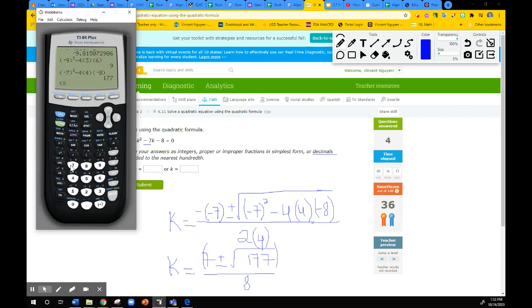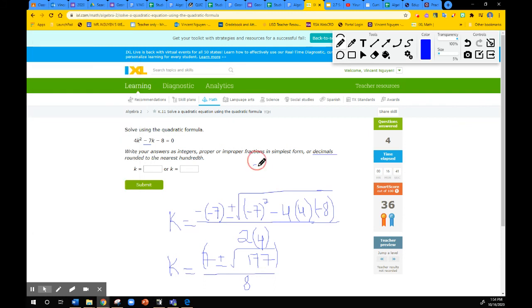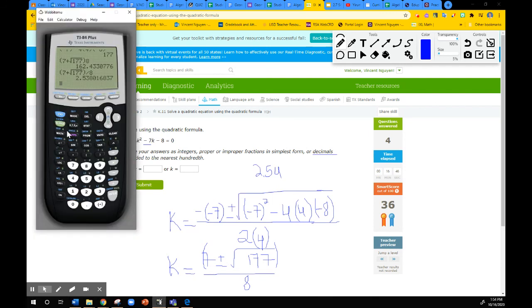So parentheses 7 plus the square root of 177, and then make sure you get out of that square root, and then close, then divide by 8. Okay. Oops, I didn't divide. Second enter, divide 8. 2.54. Okay, I got to round this up. So 2.54 is one solution. The other solution, remember, all you have to do is second enter, recall it, and then go change this to a minus.